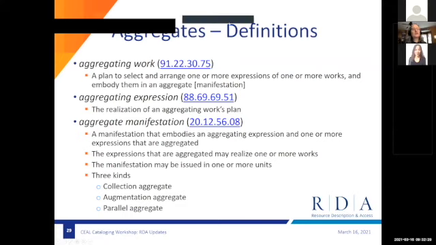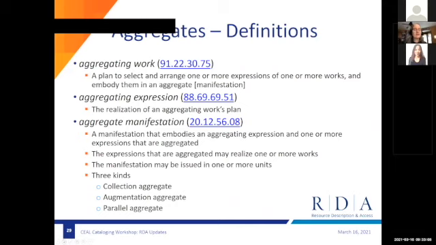All right, here's a whirlwind tour of aggregates. There are important definitions here. An aggregating work is a plan to select and arrange one or more expressions of one or more works and embody them in an aggregate manifestation. So the emphasis here: a plan. The aggregating expression is the realization of that plan. And then an aggregate manifestation, or just simply aggregate, is a manifestation that embodies all of this. And the expressions that are aggregated may realize one or more works. That manifestation may be issued in one or more units.